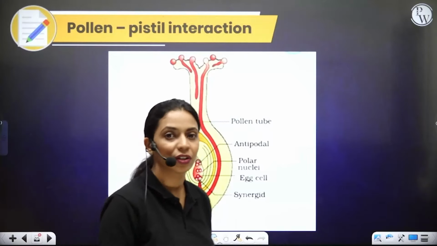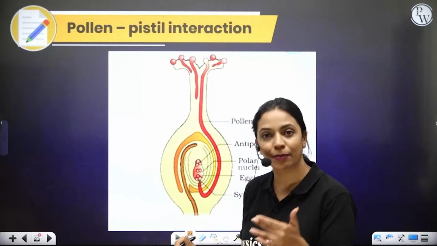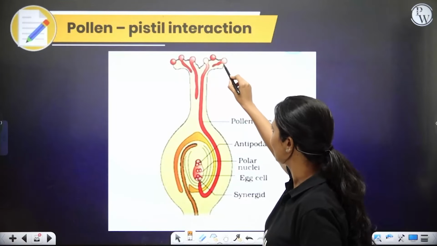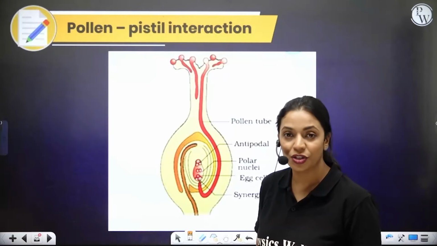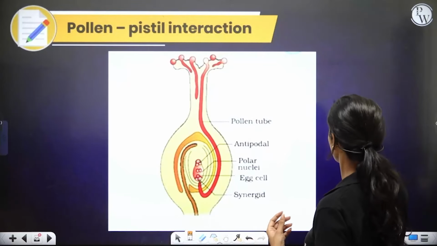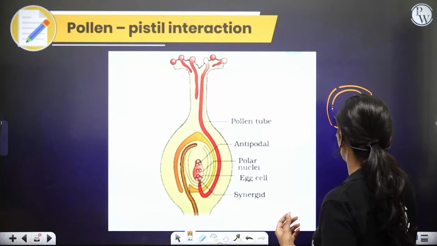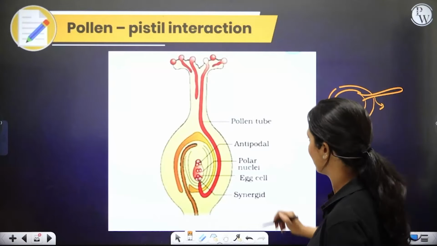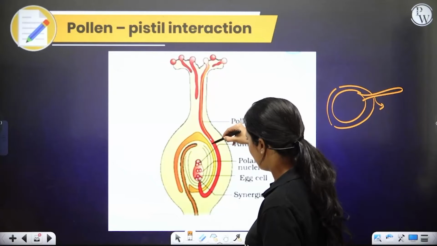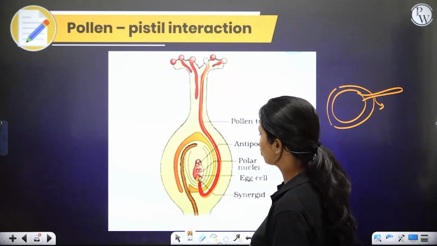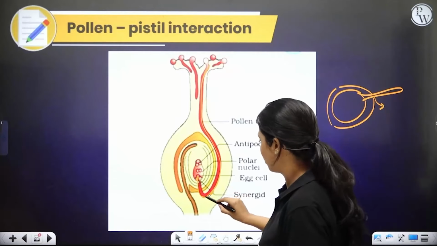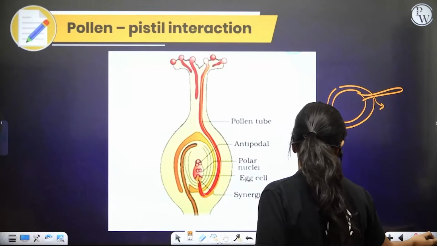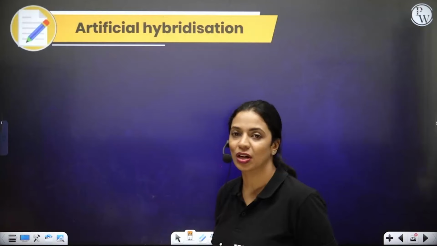I already said that whenever a pollen grain falls on the stigma, the stigma and pollen grain communicate by means of chemicals, and whenever there is compatibility, the stigma will allow the germination of the pollen grain and the pollen tube will form. We saw how a pollen grain has an outer exine and an inner intine, right? Through the germ pores present in the pollen grain, the pollen tube will start forming. It comes through the style and enters the embryo sac, usually from the micropylar end. Once it is inside the embryo sac, it will release the male gametes inside the embryo sac. Okay. Now let's talk about artificial hybridization.